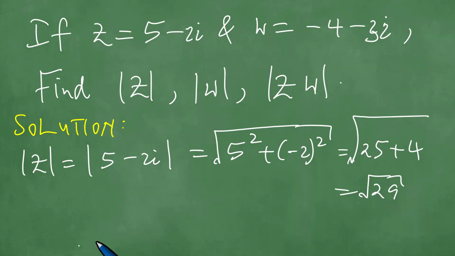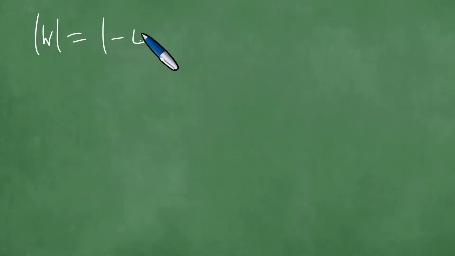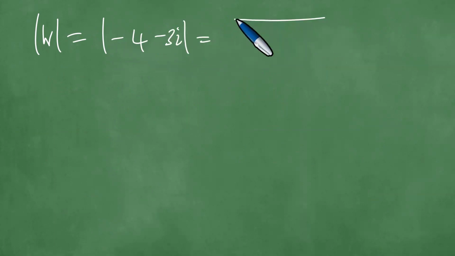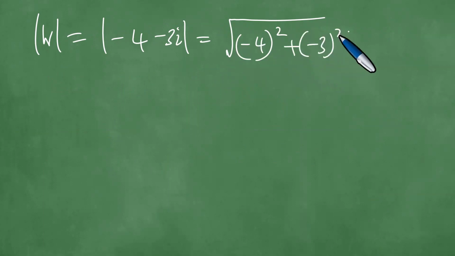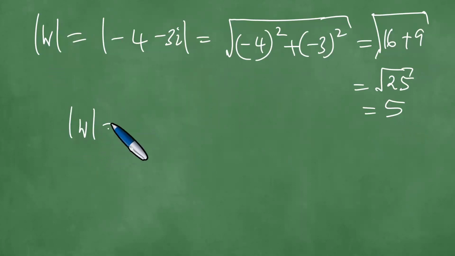Now we can do the same for the other one. W, for example, will be minus 4 minus 3i. Then you have the square root of minus 4 squared, and minus 3 squared. If you square minus 4, you have a 16 with a 9, and therefore this is a 25, and the square root of 25 is 5. So that is the length, the modulus of this, which is the length of the vector. Complex numbers are vectors, so we can always discuss that, because every complex number can be perceived as a vector.